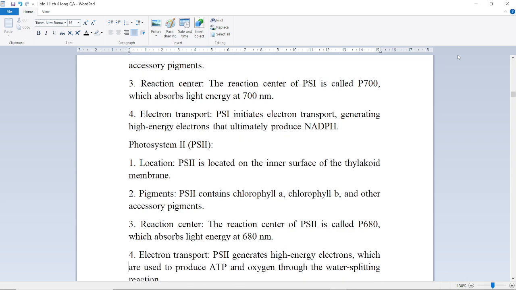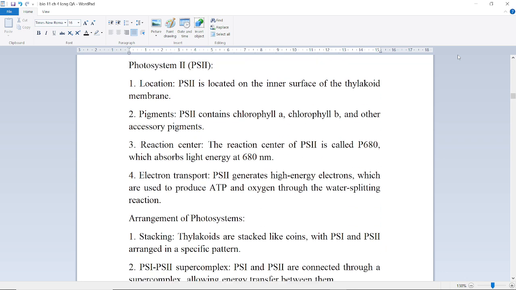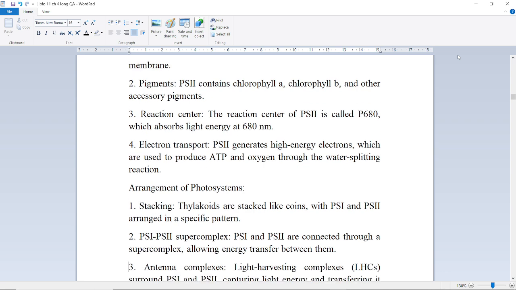Photosystem 2. Location: Photosystem 2 is located on the inner surface of the thylakoid membrane. Photosystem 2 contains chlorophyll A, chlorophyll B, and other accessory pigments. Reaction center: The reaction center of photosystem 2 is called P680, which absorbs light energy at 680 nanometers. Electron transport: Photosystem 2 generates high-energy electrons, which are used to produce ATP and oxygen through the water splitting reaction.